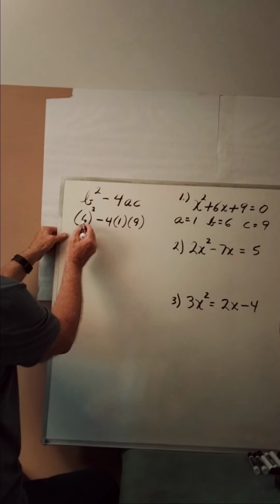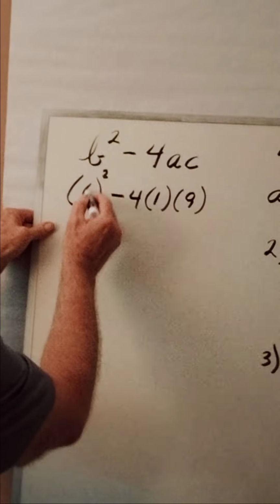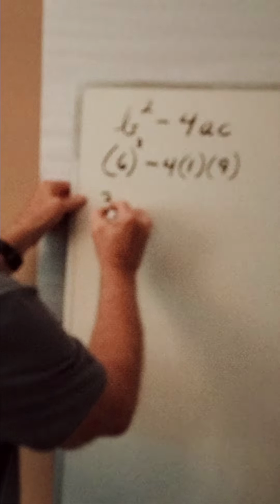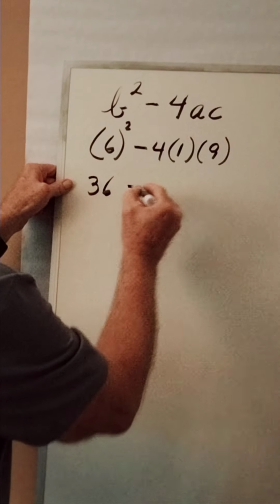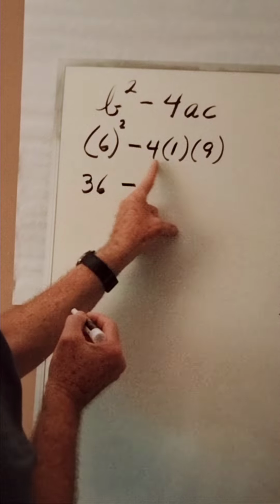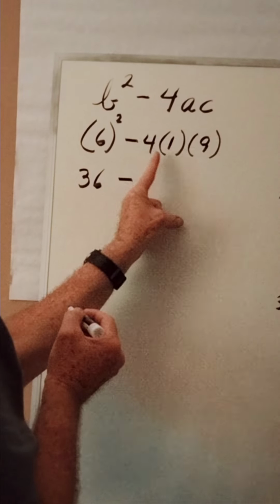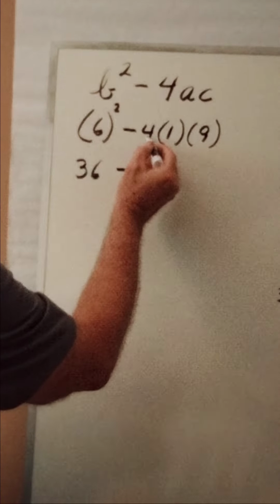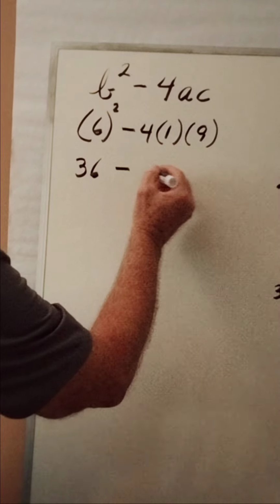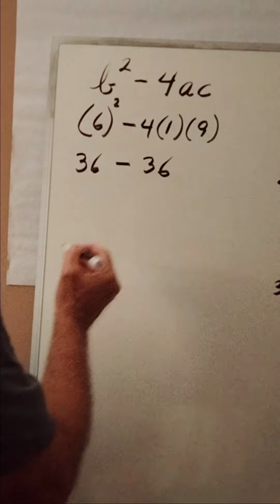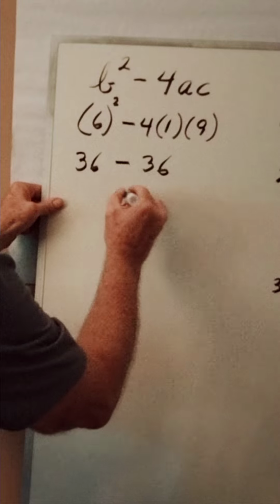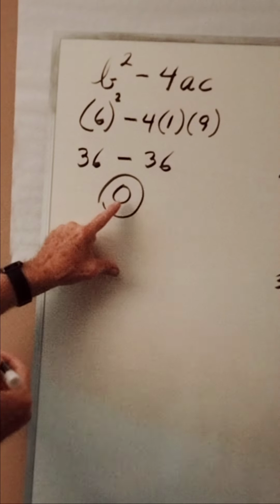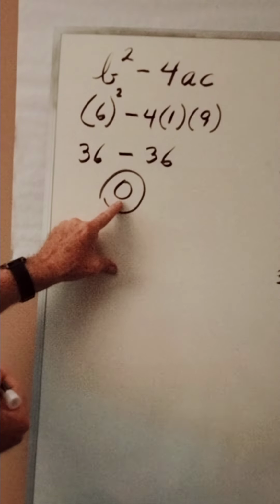Come down. Let's follow the order of operations. Let's take care of this power. Bring down the negative sign because there's only one negative sign in this little grouping that we're going to multiply together. 4 times 1 is 4, and 4 times 9 is 36. 36 minus 36, there is the value of the discriminant.